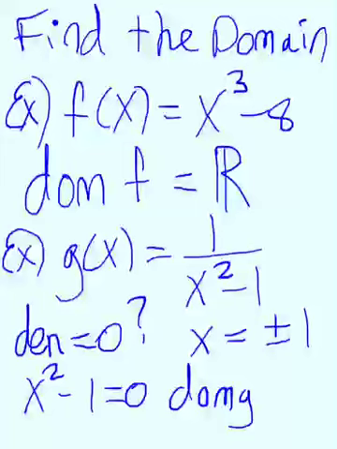usually we just do it this way. We say that x is not allowed to be positive or negative 1. Running out of room, so we just say x is not allowed to be plus or minus 1.